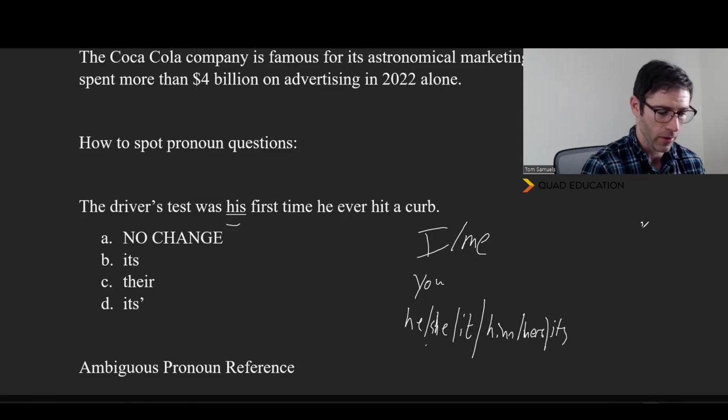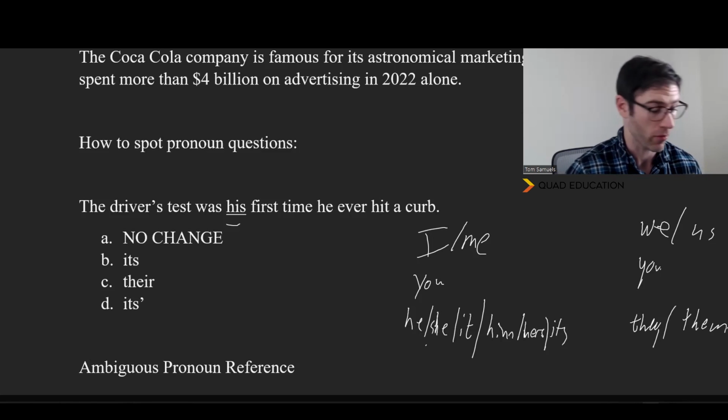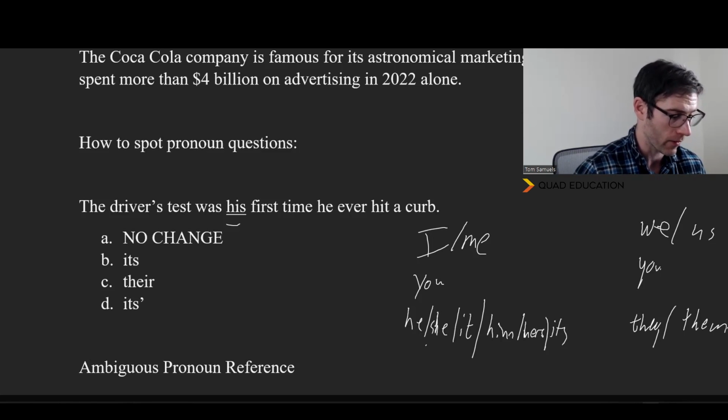And then we have we for what we would call the fourth person. And then we have us for the object of the fourth. The fifth person doesn't really exist in English. That's still just going to be you. And then for the sixth person, that's they and them. So those are just for reference all the pronouns. And then, with who and whom, which we'll talk about in a second as well.